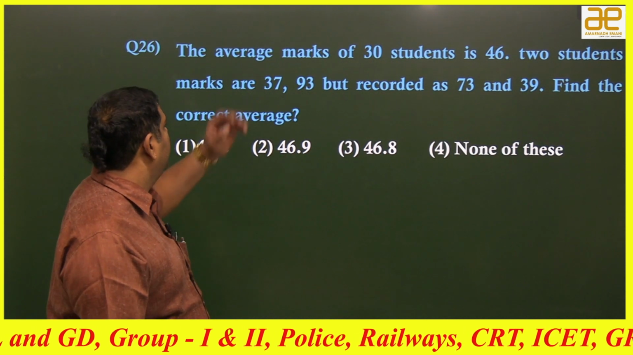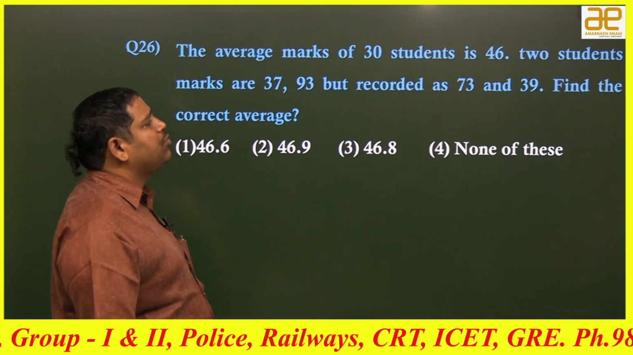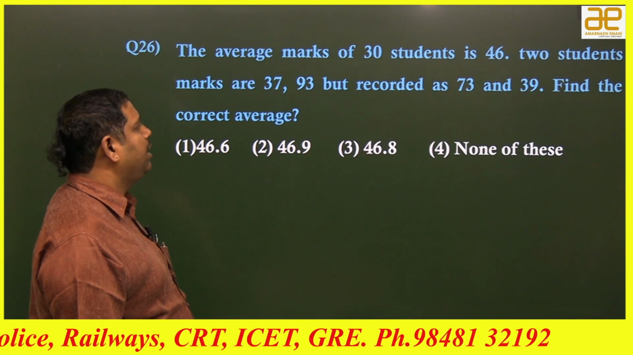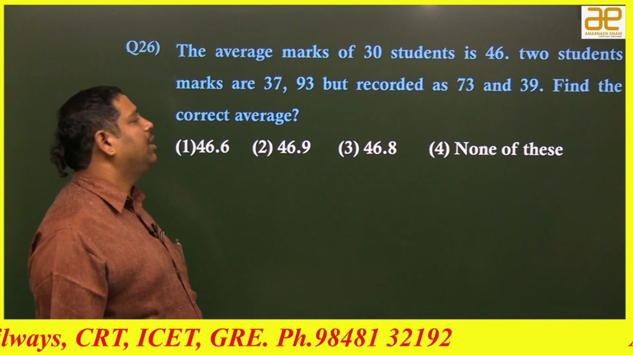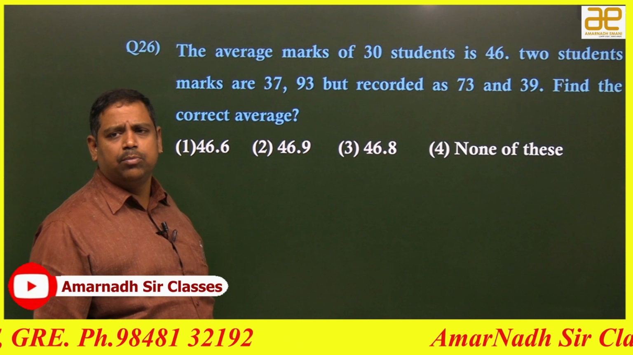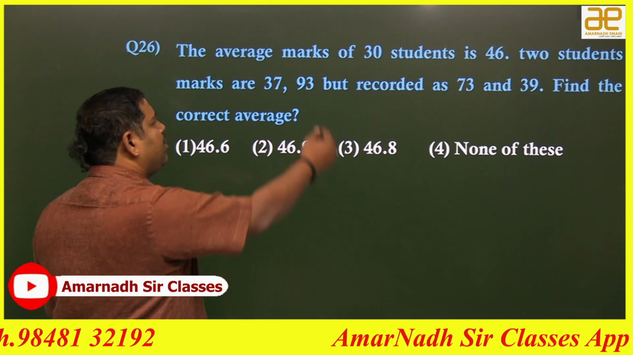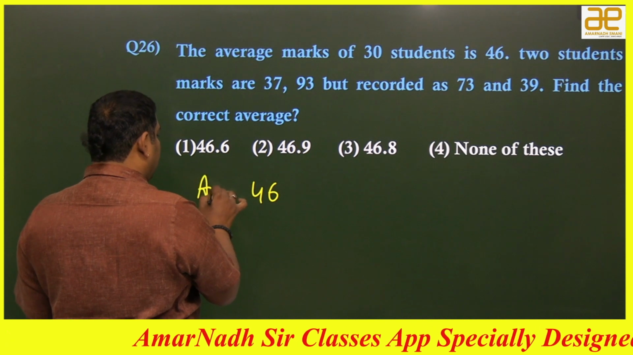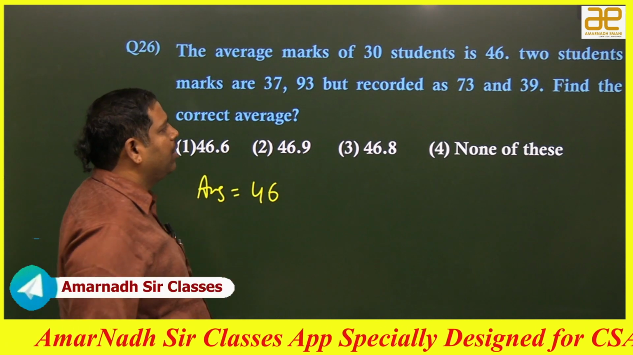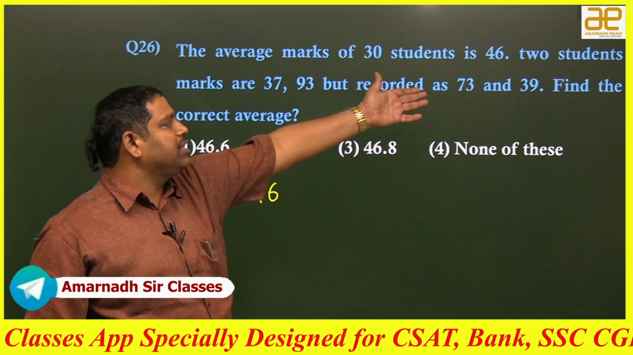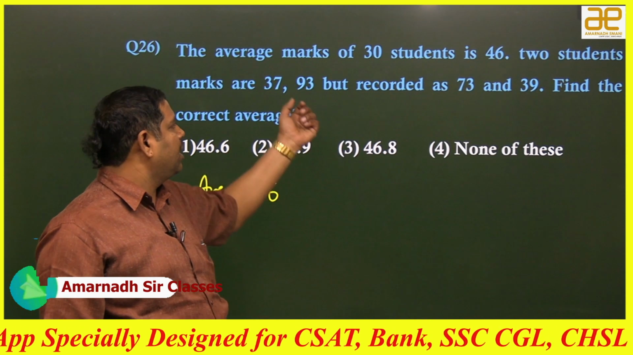Right, see the next beautiful one. The average marks of 30 students is 46. 2 students' marks are 37 and 93 but recorded as 73 and 39. Find the correct average. So this is the wrong observations model. There are 30 students, their average is how much? 46. So the answer's average also I will decide as 46. Now 2 students' marks are these but recorded as those. Those means those 2 are wrong, these 2 are correct.